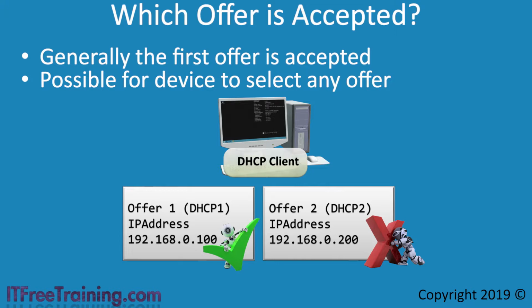It is, however, possible for a device to accept any offer. On Linux, it is possible to configure additional options, for example, to favor an offer that has the same IP address as the device had previously. However, by default, Windows and Linux will accept the first offer. Next, I will have a look at the next step in the DORA process.